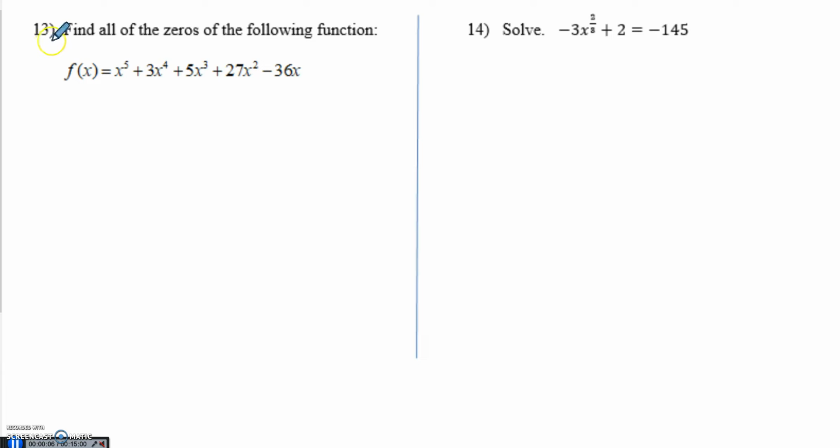If we start with number 13, we want to find all the zeros of the following function. And for those that are interested, this is from Unit 8A. So whenever we want to find zeros, the first gut instinct is to factor.